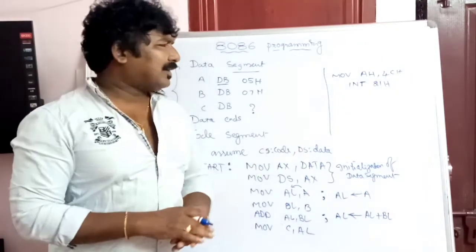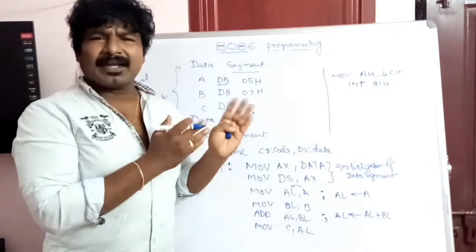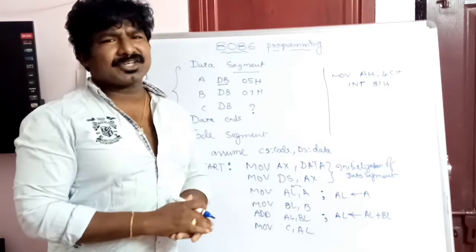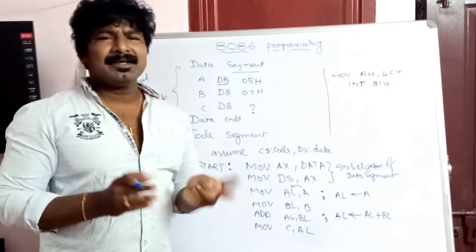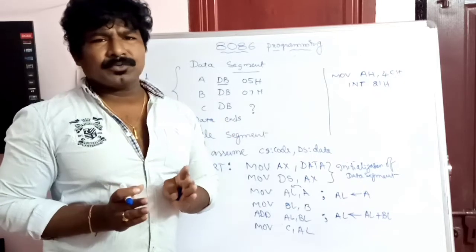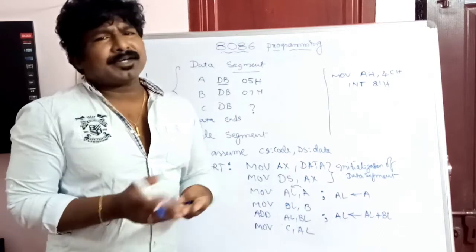You may wonder what that value 4C is. Who determined that the value 4C should be moved into the AH? These DOS interrupts, INT 21H, have some default values which should be moved into the AH that will perform some operations. What are those values?